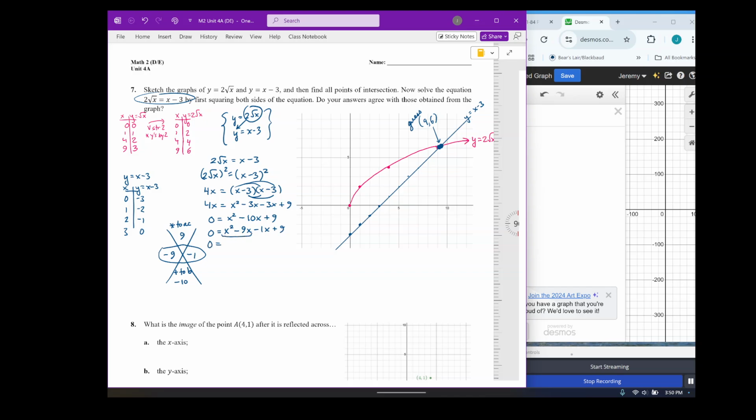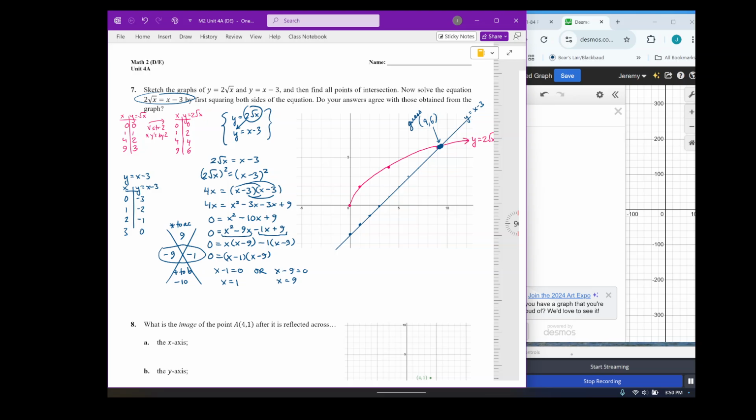And then I can factor by grouping. So the x comes out of the first 2. A negative 1 comes out of the last 2. And we get x minus 1, x minus 9 equals 0 here. So now we use the zero product property. So x minus 1 is 0 or x minus 9 is 0. So x is either 1 or x is 9. And then we plug in and we check.